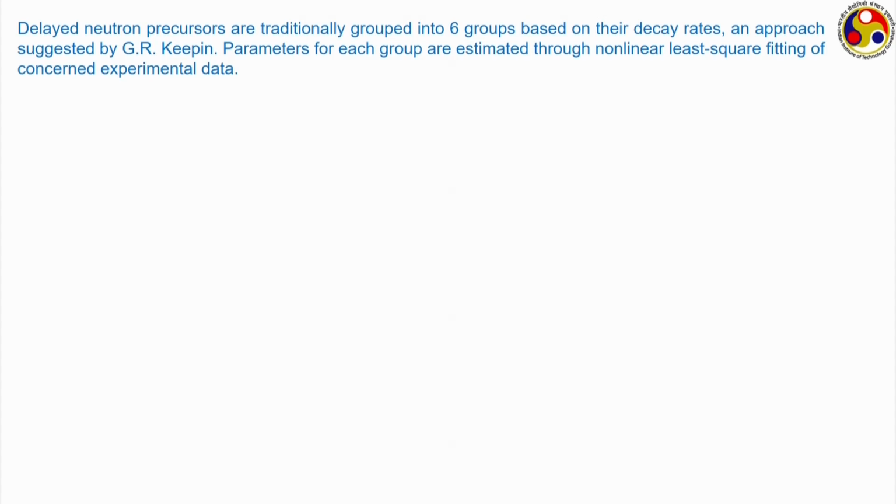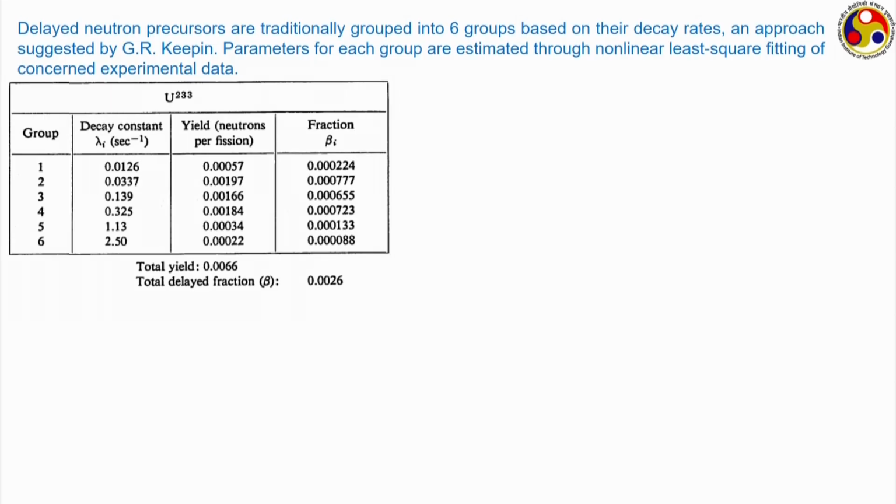That is, a few precursors which have similar properties are clubbed together into a single group, and then the property for that group is estimated by nonlinear least square fitting of the concerned experimental data. So, the property values for a single group may not match with any of its constituents, but it will give an overall behavior of those constituents. These are the groups that we can get for uranium 233. You can clearly see there are 6 groups, and the corresponding average decay constant and the fraction of that group, that is beta, are clearly given.